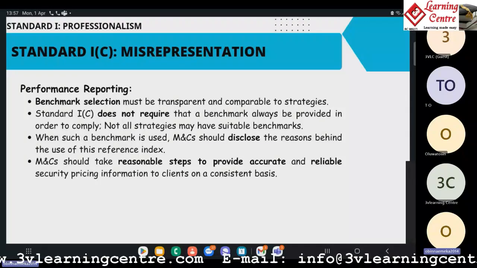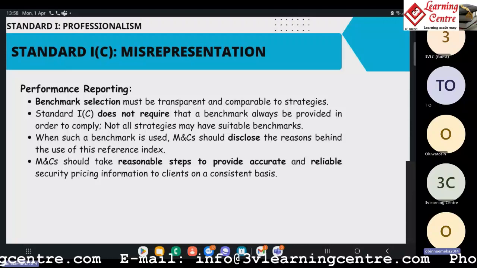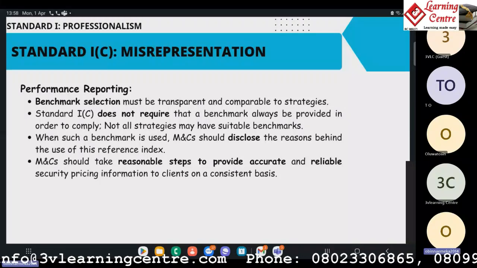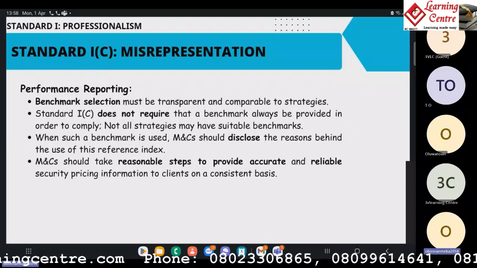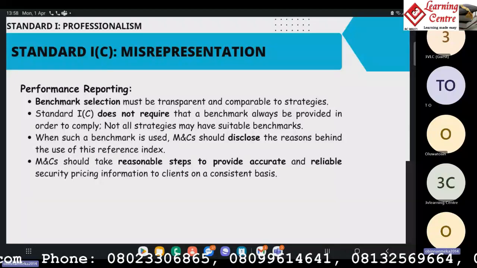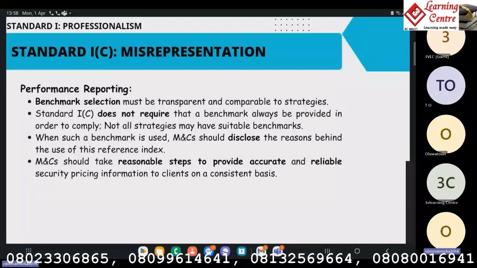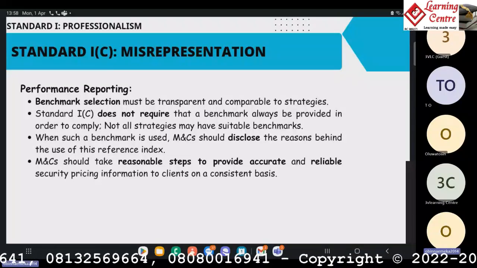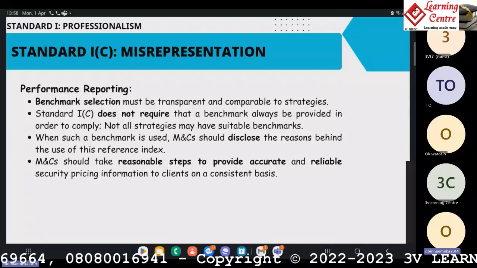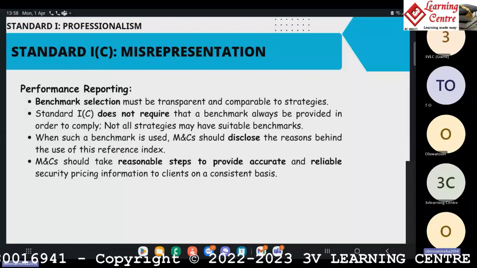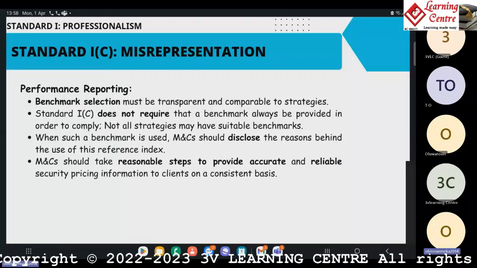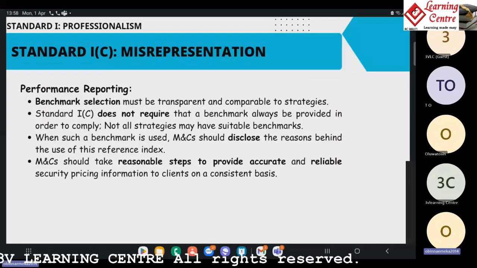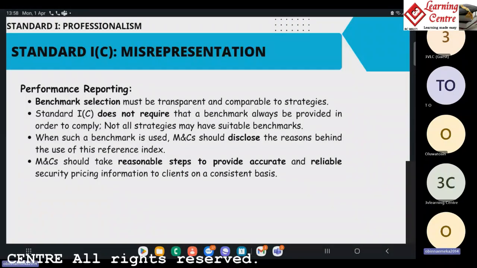Probably a particular investment manager didn't perform so well. He will go and shop for a benchmark that he outperformed and report it as a comparable benchmark, so that you can see, oh, at least he outperformed this chosen benchmark, which means he knows what he's doing. But by the time we analyze and look for a more appropriate benchmark, we can see that the appropriate benchmarks he could have reported are actually doing better than what he did. So that is why the standard says that you have to disclose the reason behind the benchmark you decide to use.